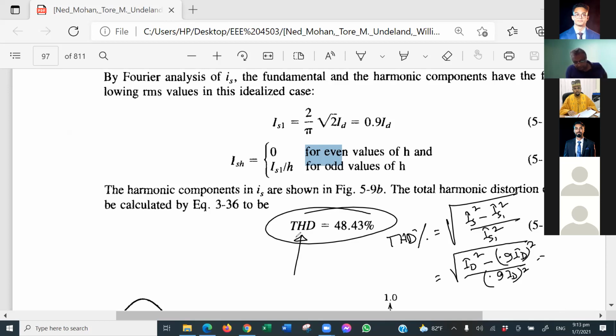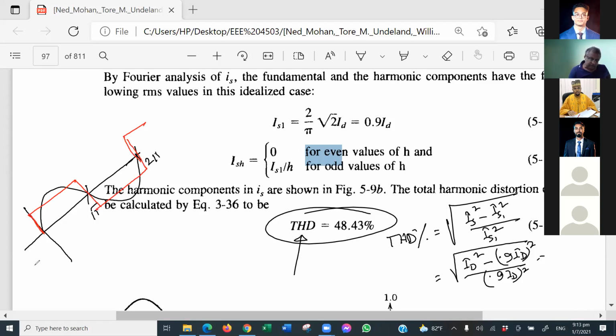48.43% is the second, third, and other harmonics than the first harmonic. This is your pi and this is twice pi, and our input current is now this one. So it is not sinusoidal. We have contaminated our input current, and the power provider, that means the utility, is shouting that you have contaminated or distorted my current, and how much? By 48.43%.